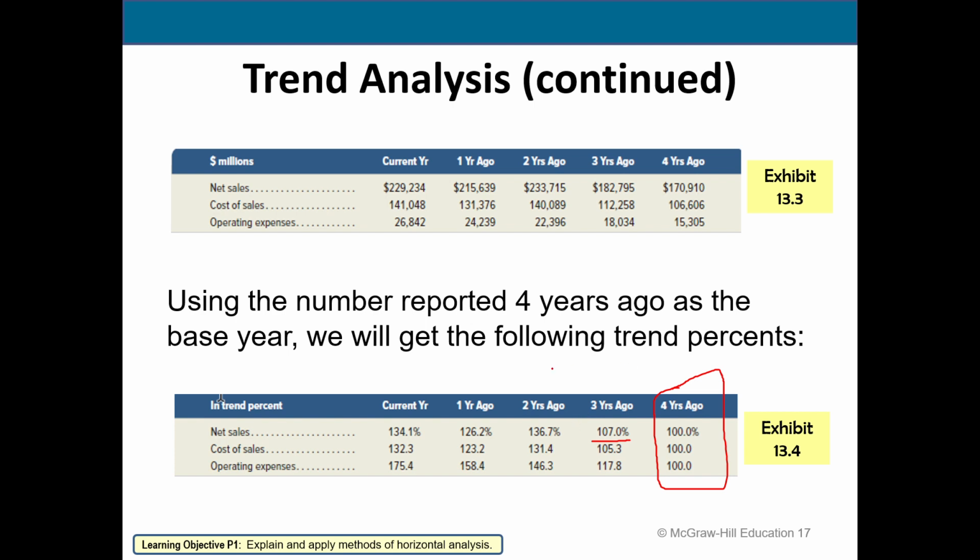And then for the second year, I will take 233,715 and divide it by 170 and then multiply it by 100 and so on and so forth. So we're all using the same base period in calculating the percentages. And once we have compiled that information, then it'll be easier to analyze.